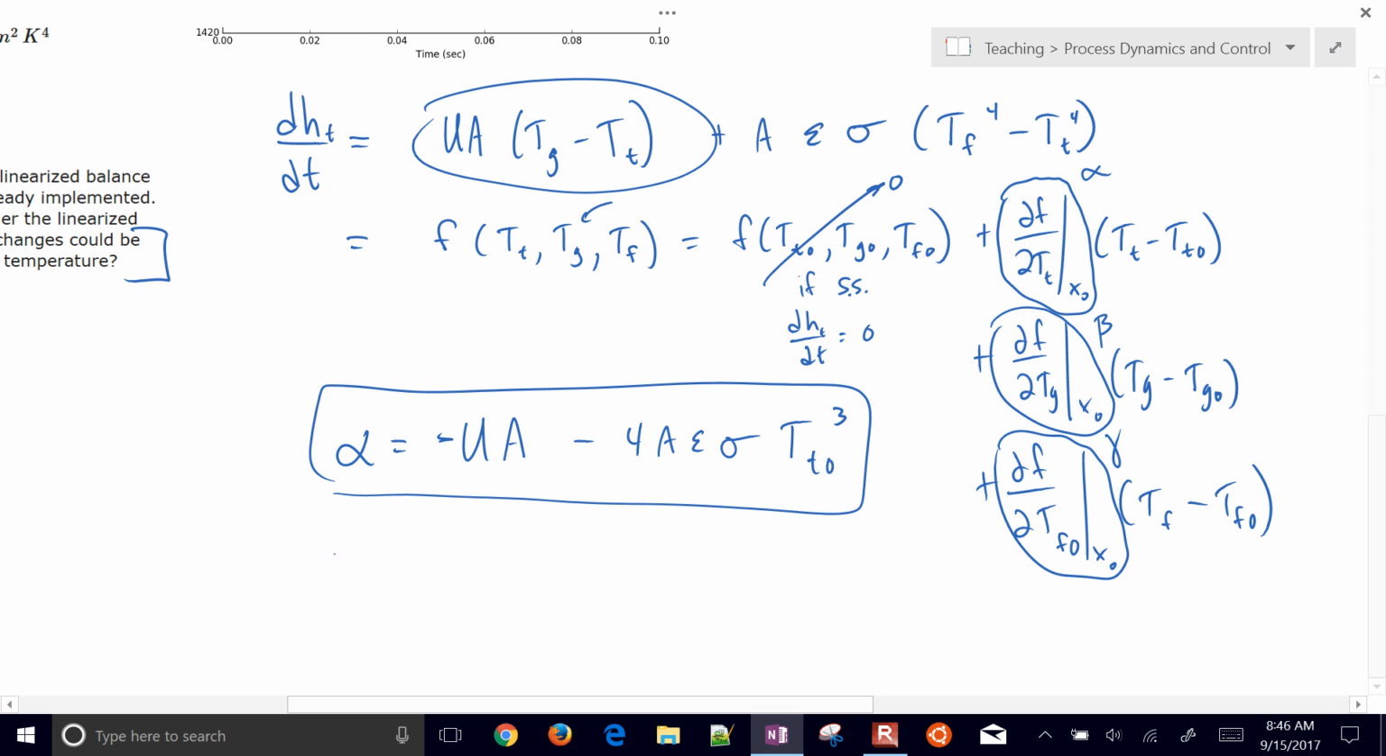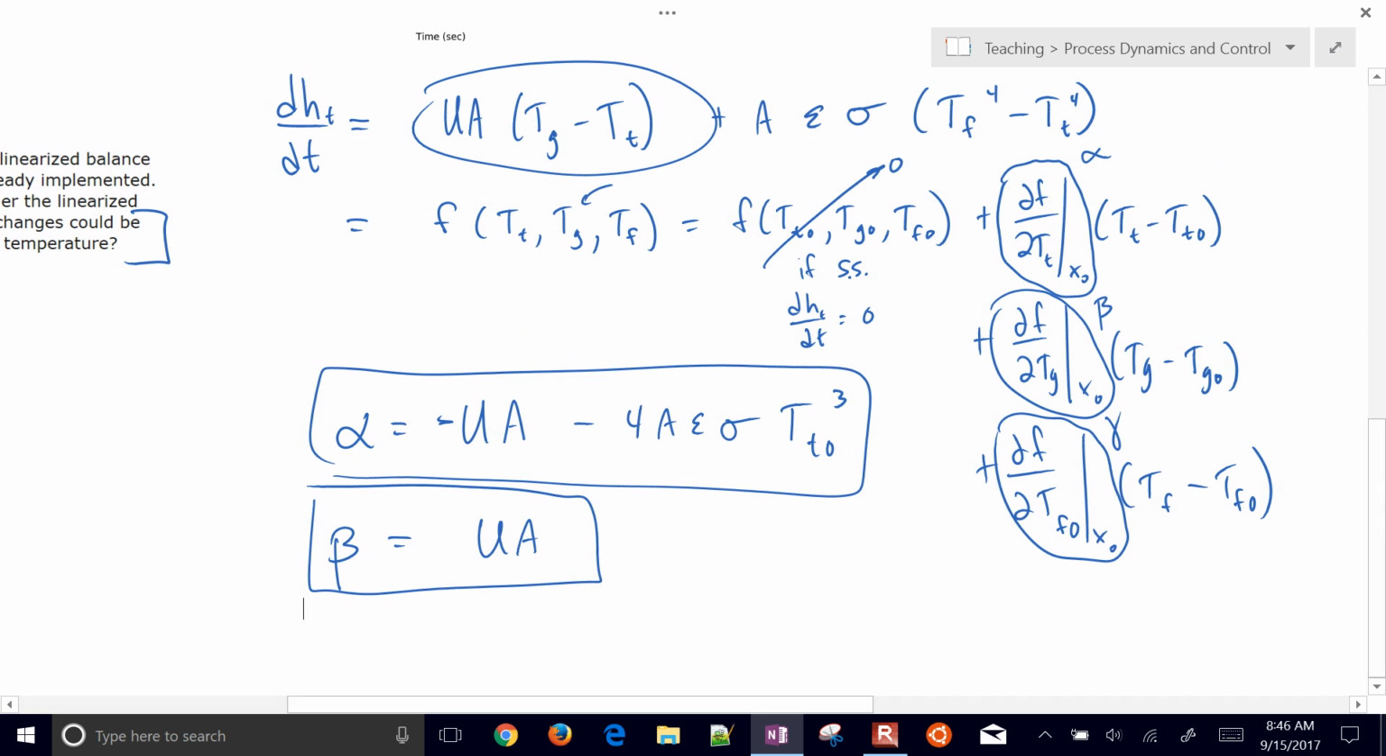Let's calculate beta now. Beta is just going to be the partial with respect to the gas temperature, and that's just going to be equal to UA. So that was pretty easy. There we have our linear differential equation.